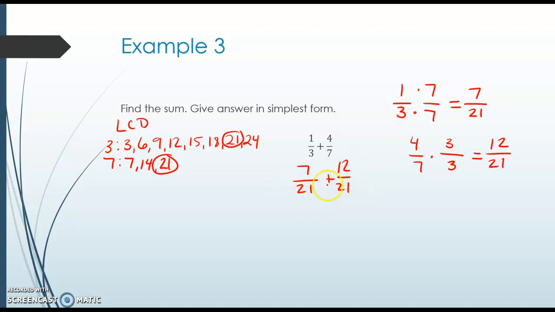Now I have like denominators, so now I can add my numerators. And 7 plus 12 is 19. So we have 19 over 21. 21 has the factors of 3 and 7 and 1 in itself, and none of those go into 19. So this is in its most simplified form. And so 19/21 is the answer.